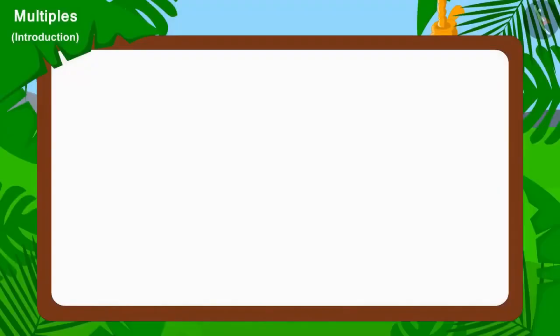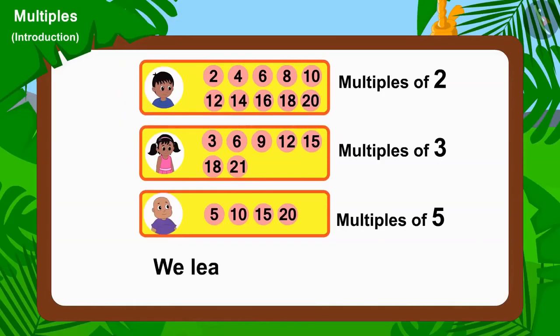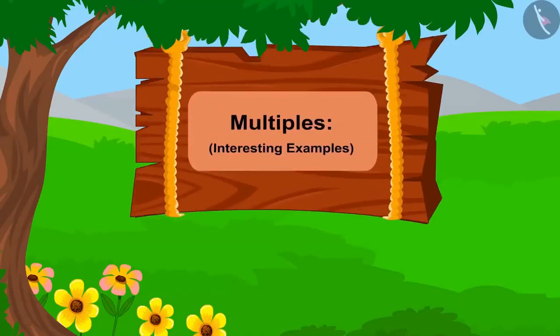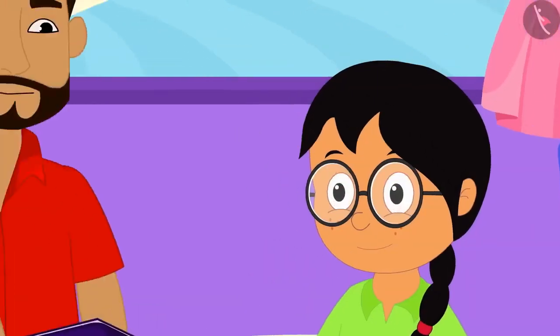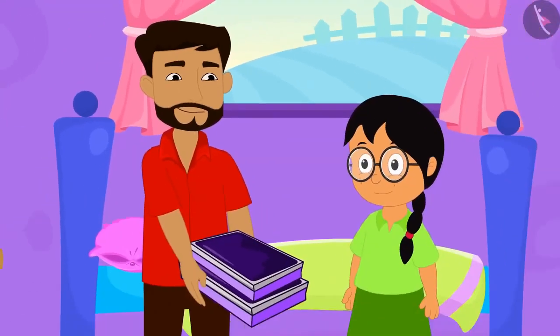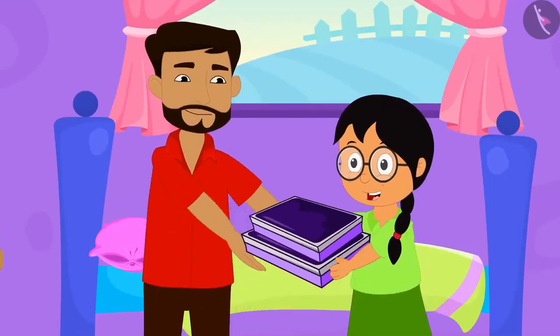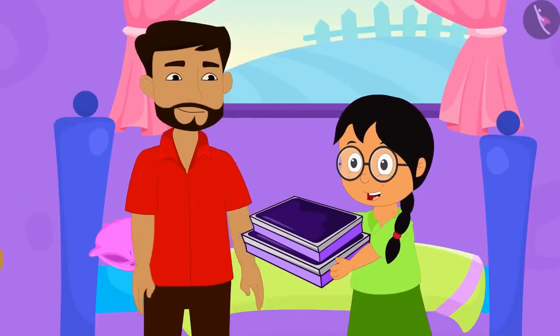Hello children! In the last video, we learned about multiples. In this video, we will learn more about it through some interesting examples. Today, Meenu's uncle has come from abroad. He has brought various toffees for Meenu and her friends from abroad.